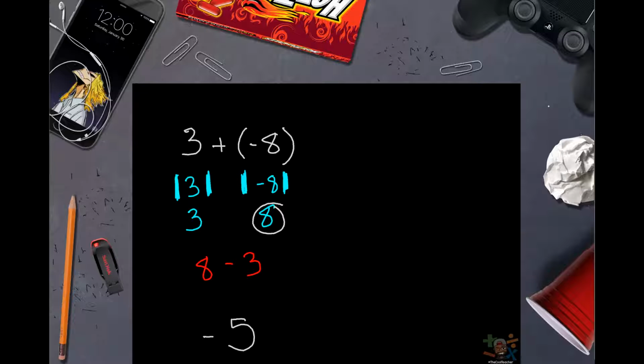Now you're probably like, well, what if I have the same signs? I'll let you know that in just a moment. Let me separate these really quick. And that's cool. So what if you have the same signs? Say you have negative 12 plus a negative 9. So negative 12 plus negative 9.